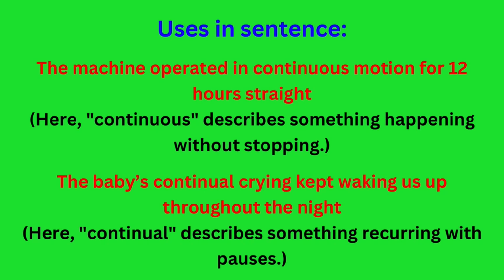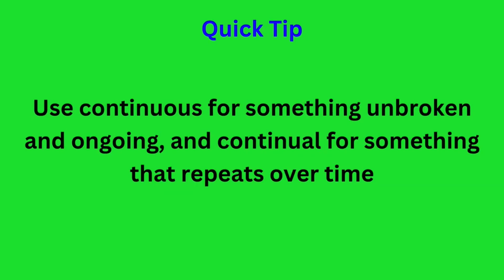The baby's continual crying kept waking us up throughout the night. Here, continual describes something recurring with pauses. Quick tip: use continuous for something unbroken and ongoing, and continual for something that repeats over time.